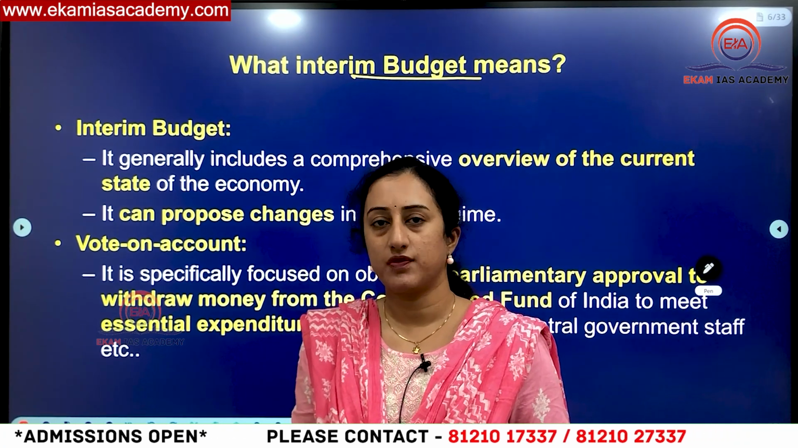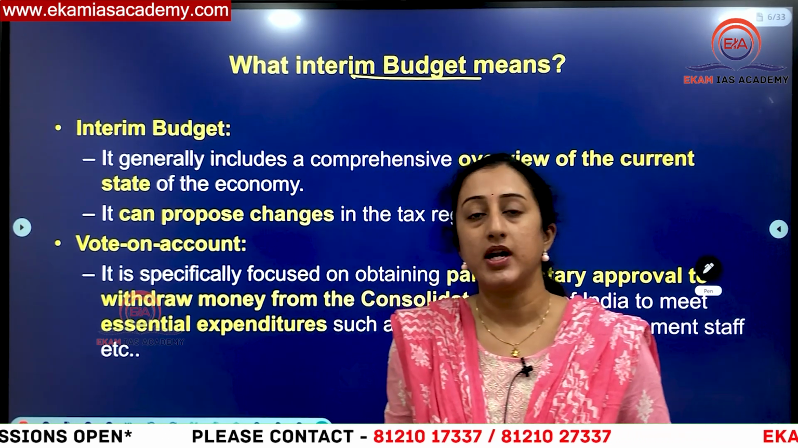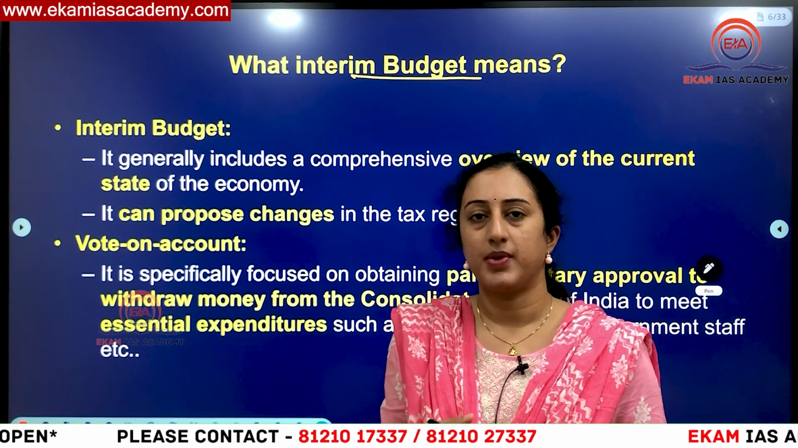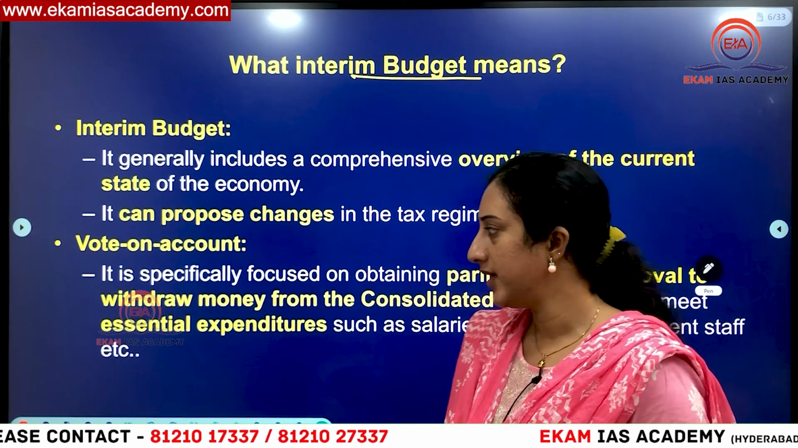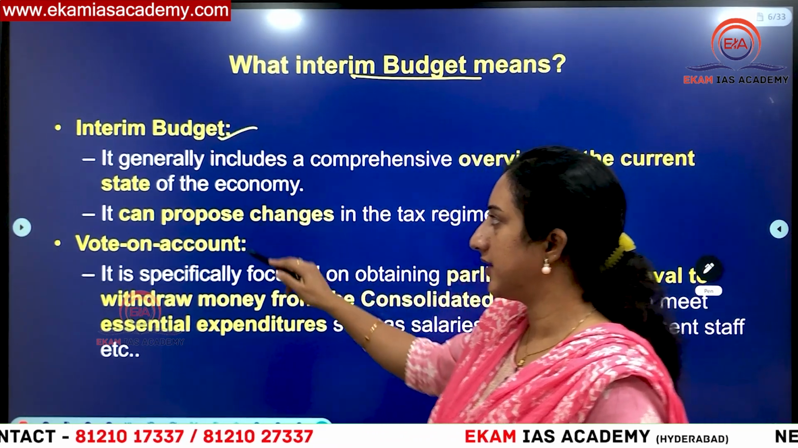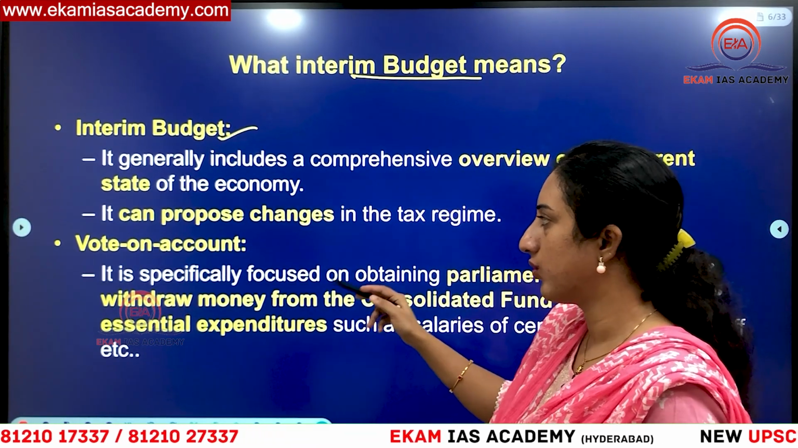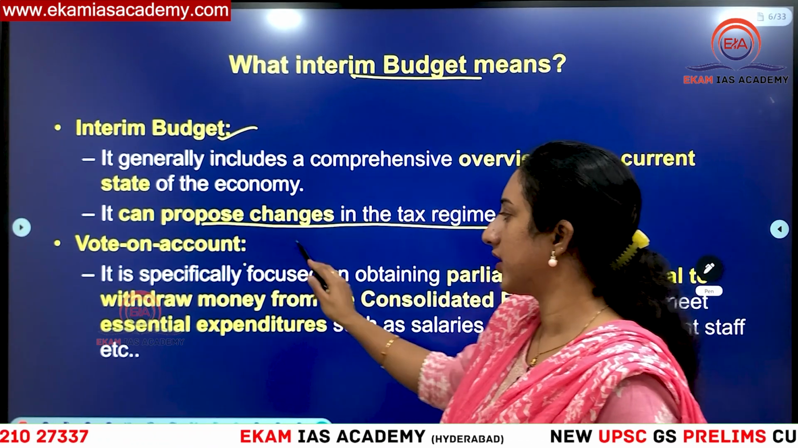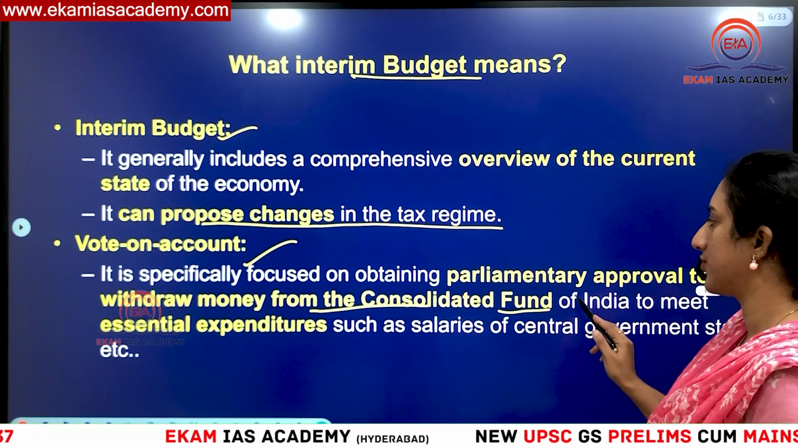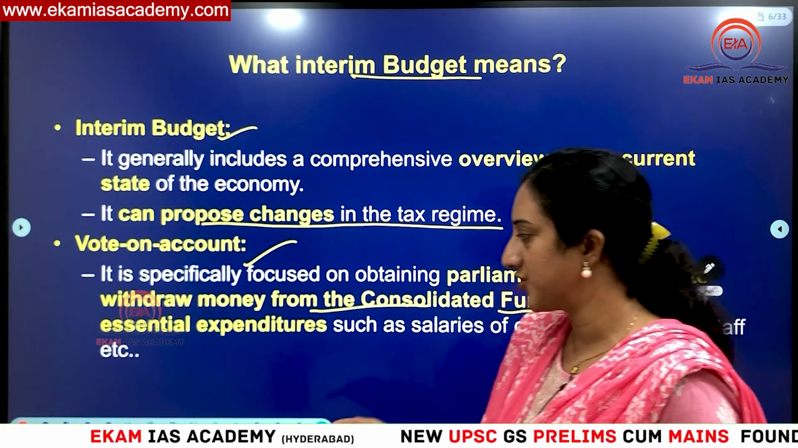But in case of vote on account, there won't be any voting. They will just pass the budget without any discussion. So these are the things you have to keep in mind. Here there is a detailed list of differences between the interim budget and vote on account. The interim budget can propose changes in the tax regime. Vote on account means withdrawing money from the consolidated fund for temporary purposes, for essential expenditure.